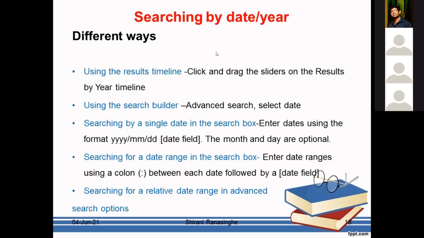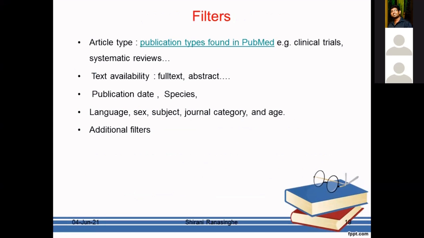Searching for the year or date, again, you can use the results timeline, which I will show you how to get, and use the search builder in advanced search. Also you can search by a single date in the search box, search for a date range, and search for a relative date range in advanced search options. And also you can filter using publication types, say clinical trials or systematic reviews, text availability, whether to limit to full text or abstract, publication date, species, language, sex, subject, journal category, age, and there are some additional filters.